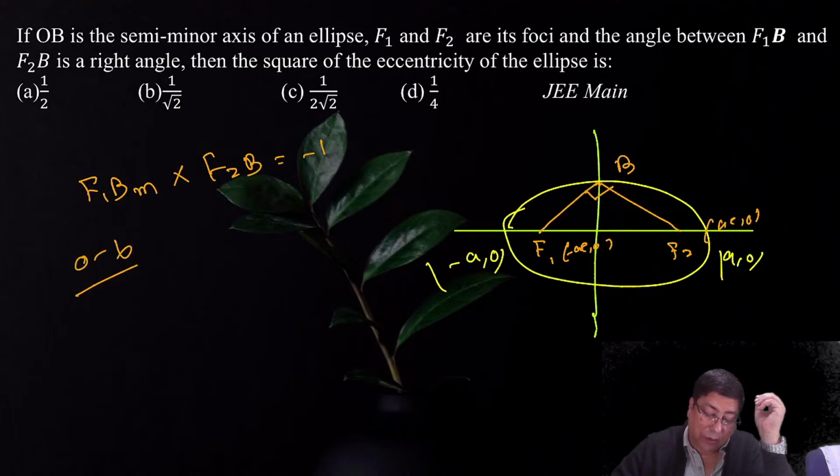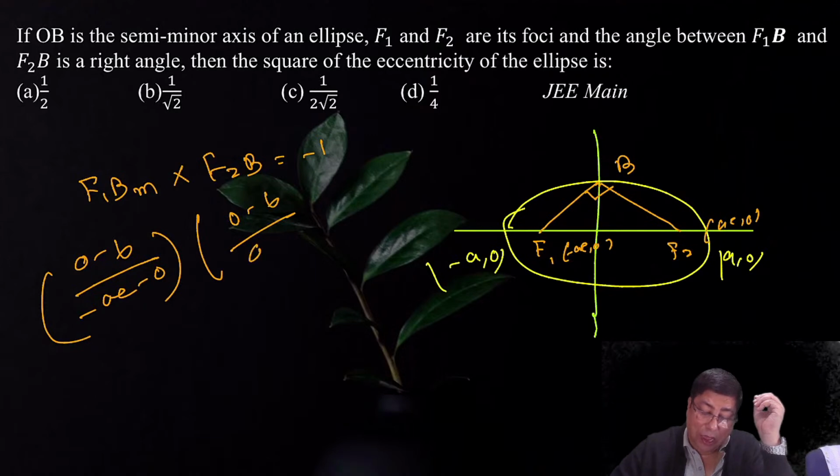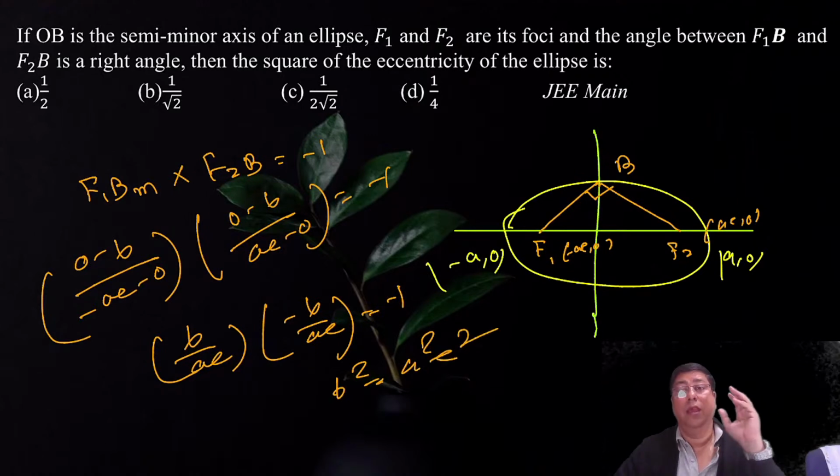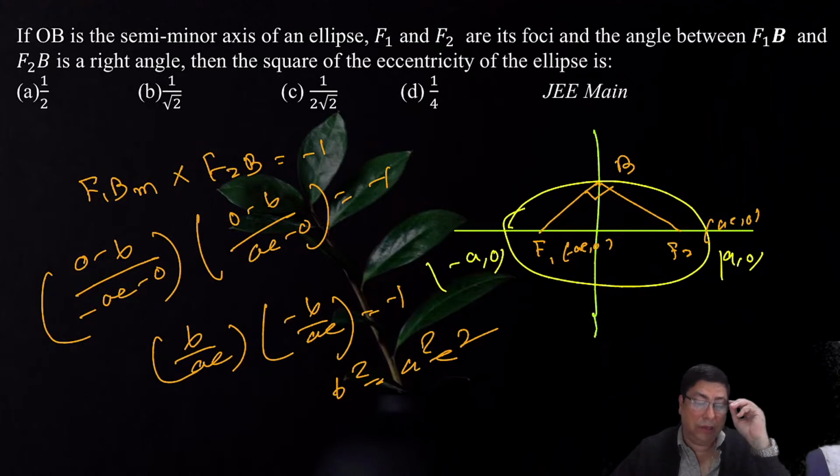So 0 minus b by minus ae minus 0, using y2 minus y1 by x2 minus x1, minus b by ae minus 0 equal to minus 1. Therefore, b by ae into minus b by ae equal to minus 1. So b square equal to a square e square. And calculation should be very fast. Your calculation should be very fast. Okay. Next.